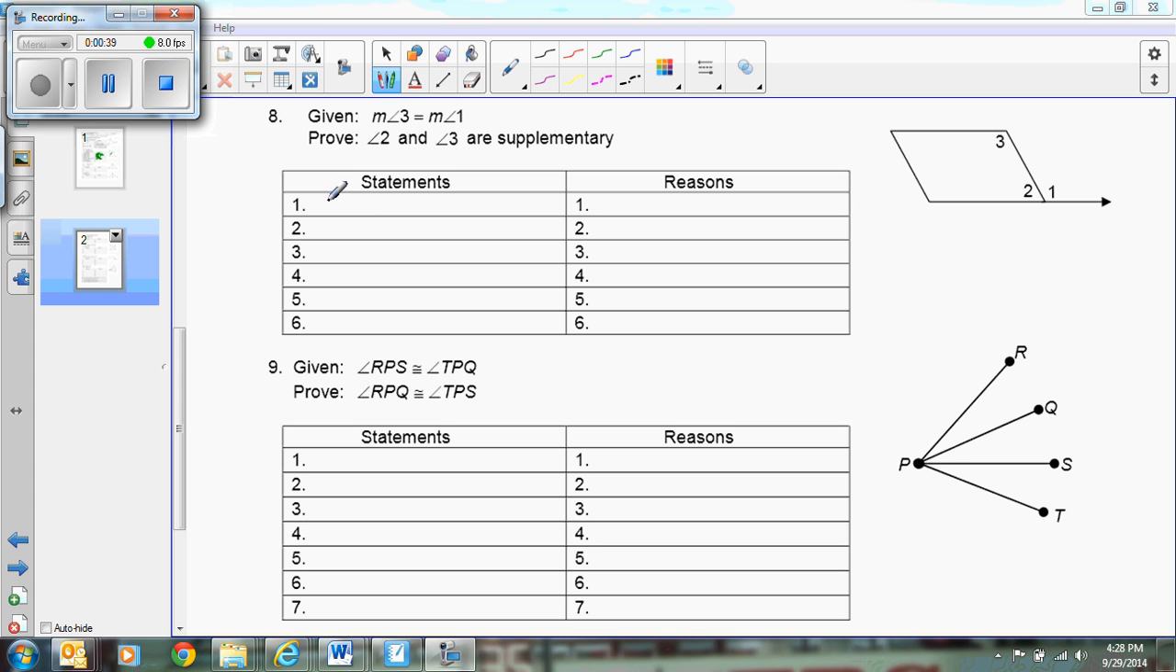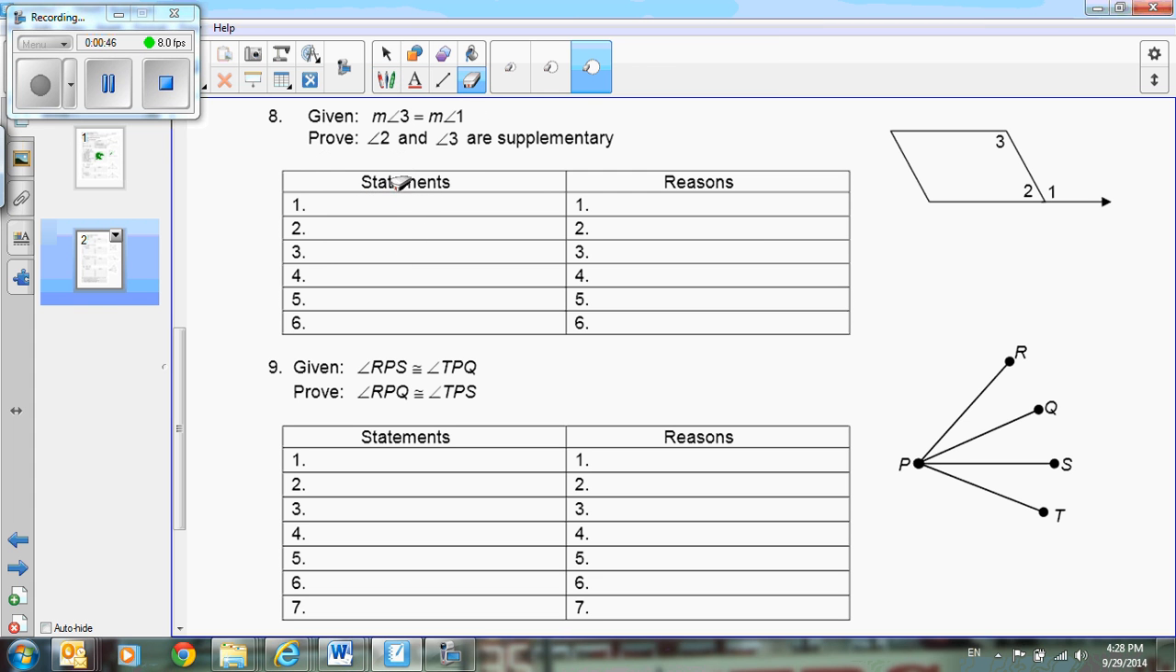We are given that the measure of angle 3 is equal to the measure of angle 1. All right, why can we say that's true? Because we are assuming that it's true. The word we use to say we are assuming this to be true is we just say given. So let's say that the measure of angle 1 is equal to the measure of angle 3, and then from that we can prove that 2 and 3 are supplementary.